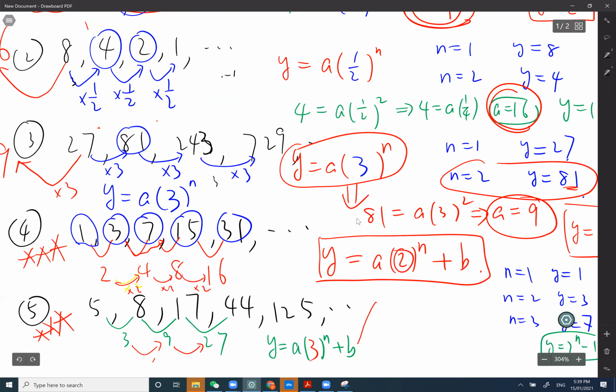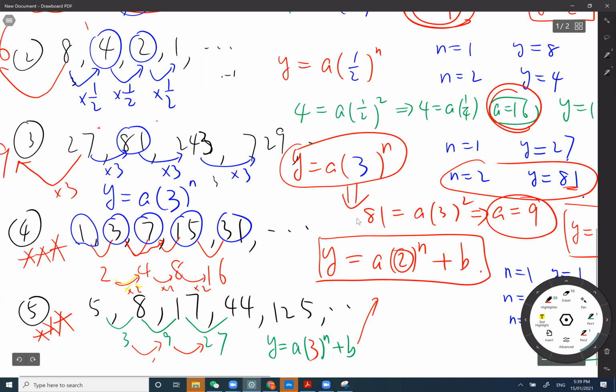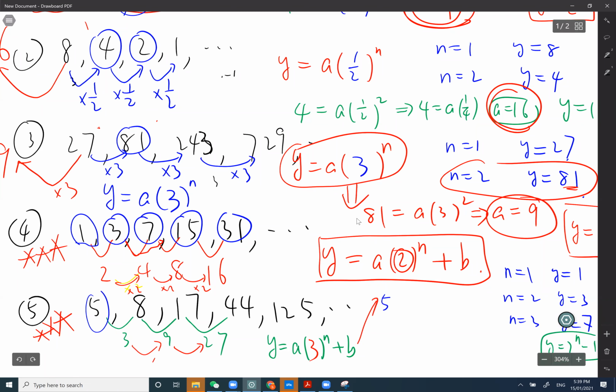Victoria, form the simultaneous equation. If n equals 1, what's y? 5. Very good. So 5 equals 3a plus b, when n equals 1. Victoria, if n equals 2, what's y? 8. Good. 8 equals 9a plus b. Very good.